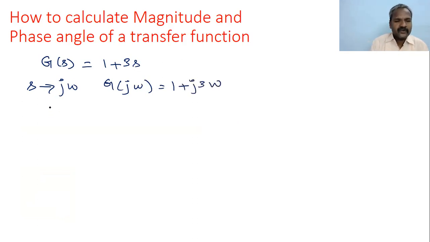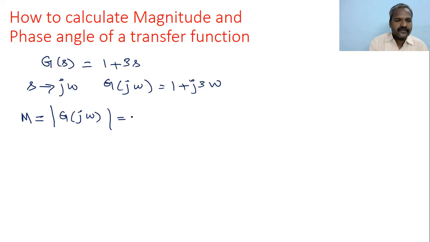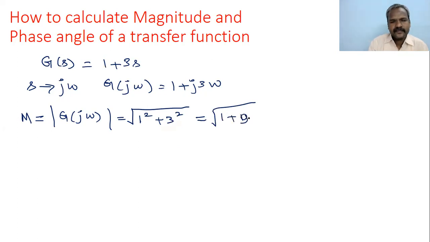So what is the magnitude of G of j omega? M equals the square root of the imaginary part squared plus the real part squared, 1 square plus 3 square. So this will be equal to square root of 1 plus 9. This is equal to root 10. Understand?